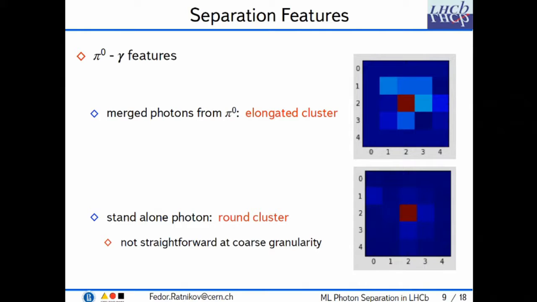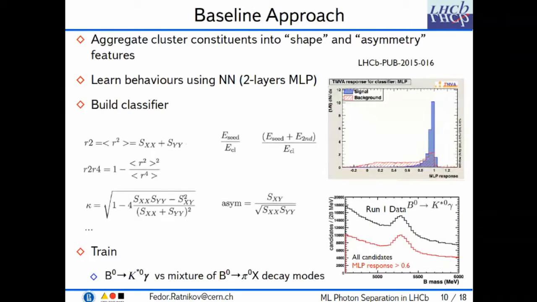Well, from a physics perspective, what's the difference between those signals? Of course, those 2 photons are still slightly separated because of some offset. So essentially, the cluster produced by those merged photons is somehow elongated. At the same time, the cluster from a single photon is expected to be round and of regular shape. So that's the idea of how we can separate those clusters.